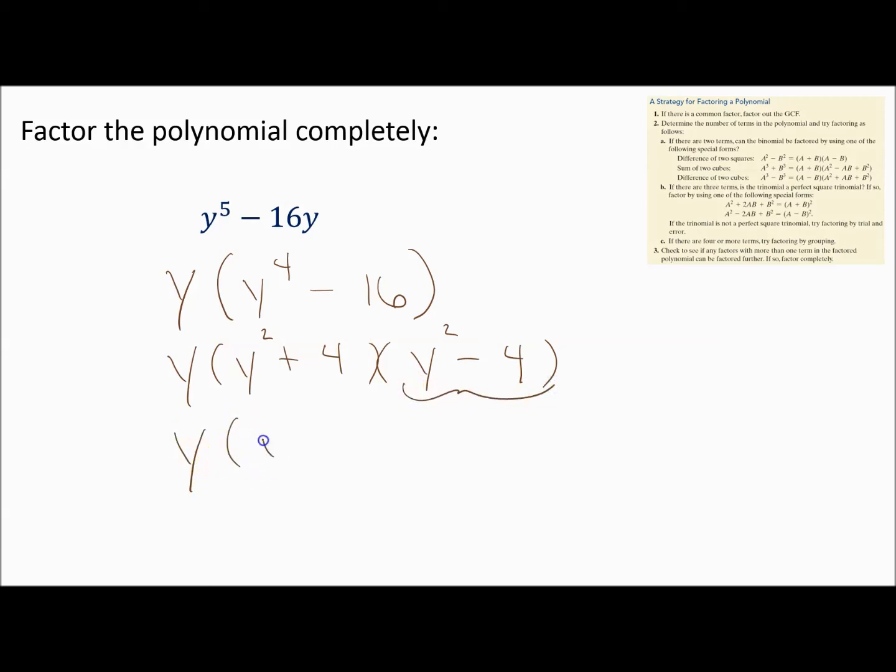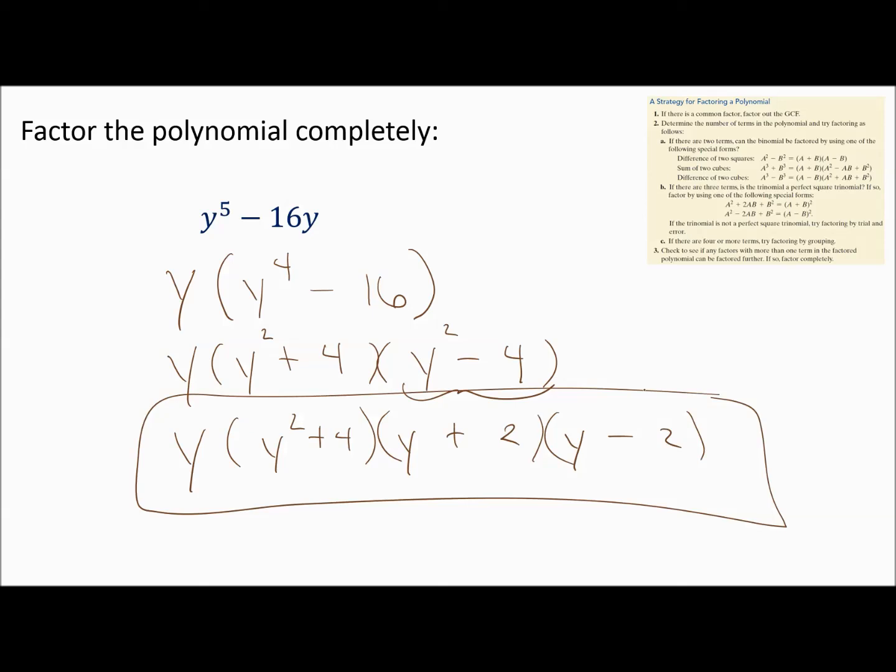So I have y squared plus 4, which is finished. And then I have two sets of parentheses where I take the square root of the first term, which is y in the first spot. The square root of 4 goes in the second spot, again with 1 plus and 1 minus. So there's a lot going on there. Greatest common factor, a difference of squares, and then we had another difference of squares to get the y plus 2 times y minus 2. I promise you, if you took the time to multiply all this back out, which would take longer than the factoring we just did, you would get y to the 5th minus 16y as your result.